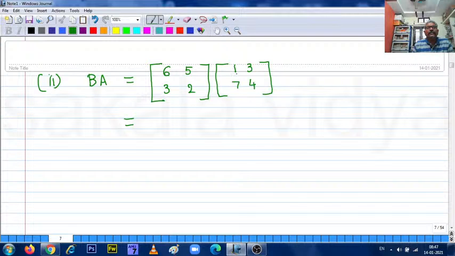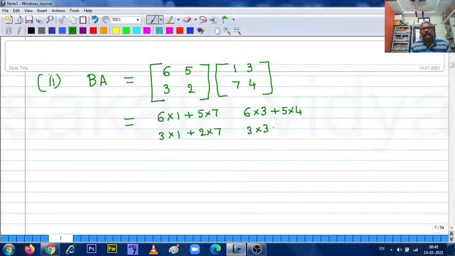Now, first row, first column. 6 into 1 plus 5 into 7. First row, second column. 6 into 3 plus 5 into 4. Yes. So now the second row, first column. 3 into 1 plus 2 into 7. 3 into 3 plus 2 into 4.